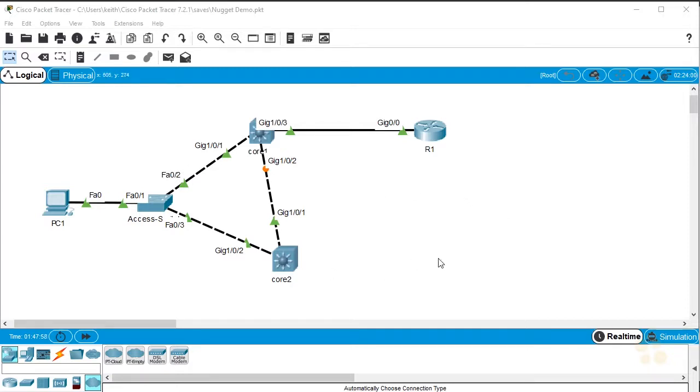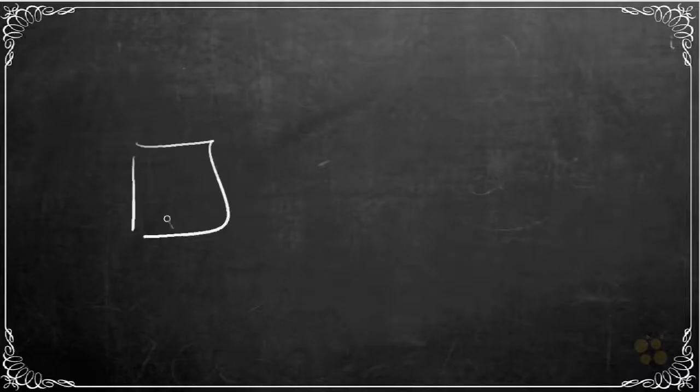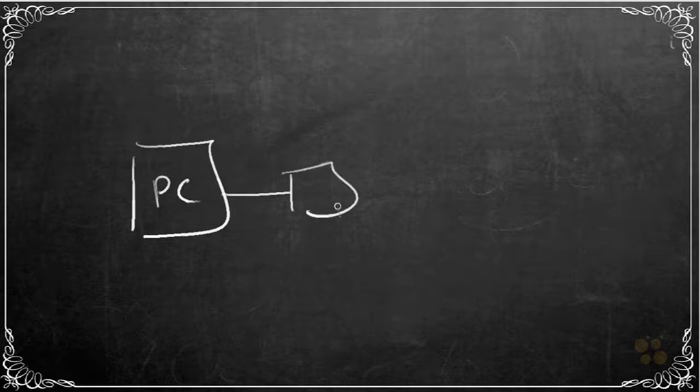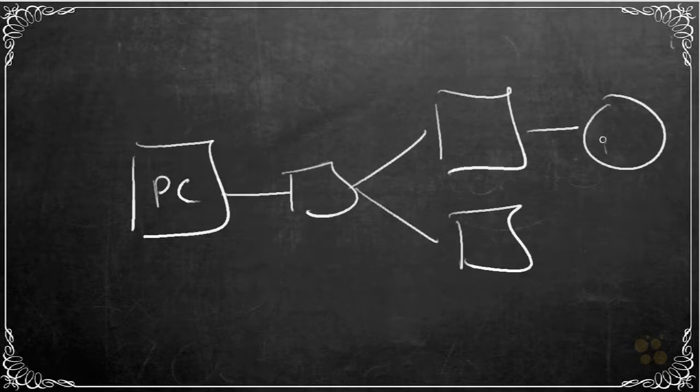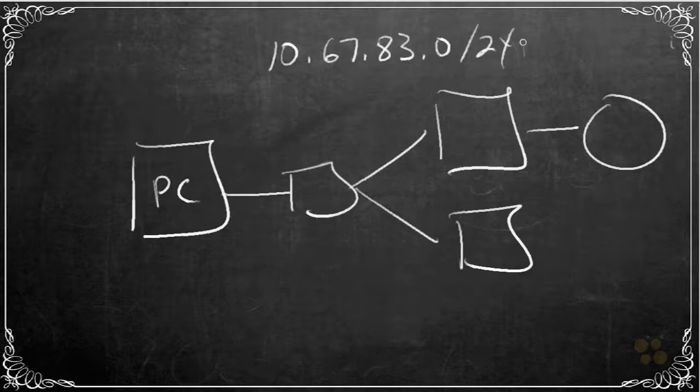So what we'll do as part of our plan, in fact, let's go to our whiteboard. Let's take this PC, which is connected to the switch, which is connected to the other two switches, which is connected to the router, and let's use the 10.67.83 network with a 24-bit mask, and let's configure the PC to be .100 and the router to be .1 on this interface right there. And then we'll just do some basic, maybe a ping between the PC and the router.